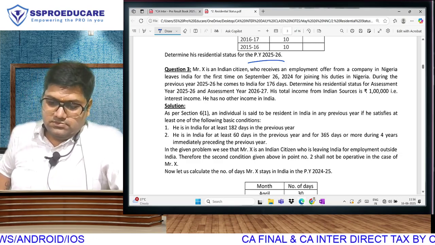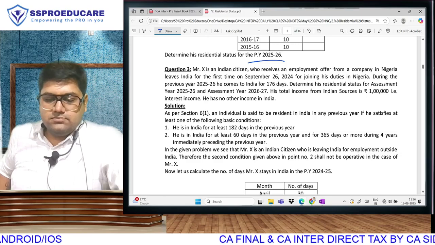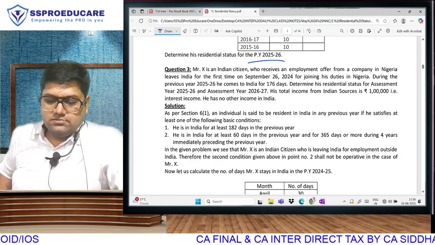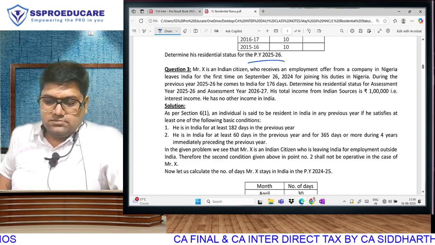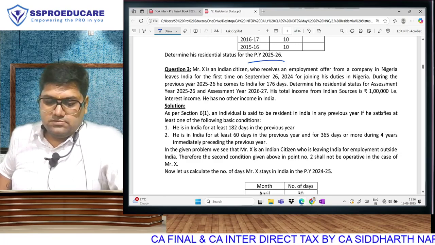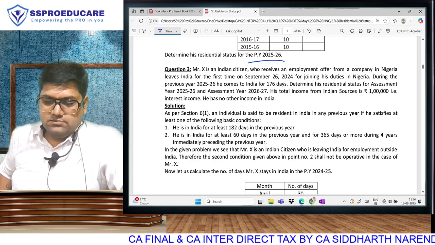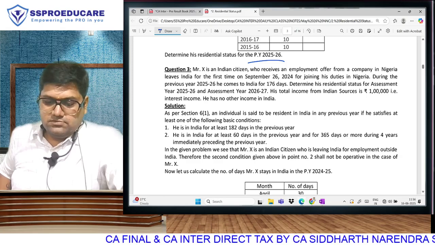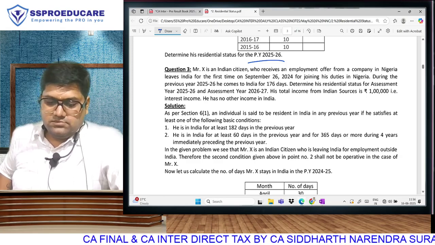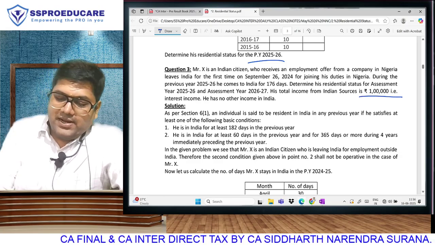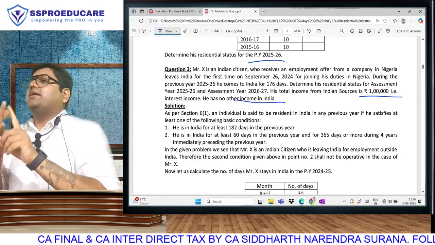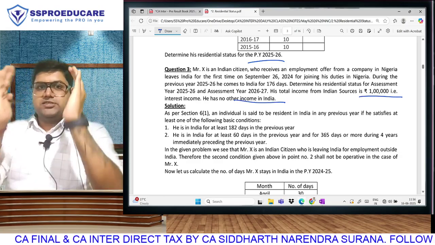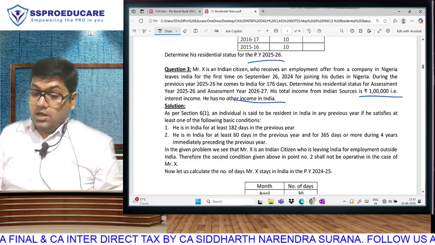For joining his duties in Nigeria, during the previous year 25-26, he comes to India for 176 days. Determine his residency status for assessment year 25-26 and assessment year 26-27. His total income from Indian sources is 1 lakh. He has no other income. With this 1 lakh, we eliminate 120 days and deemed residence. So our focus is only going to be the other part.